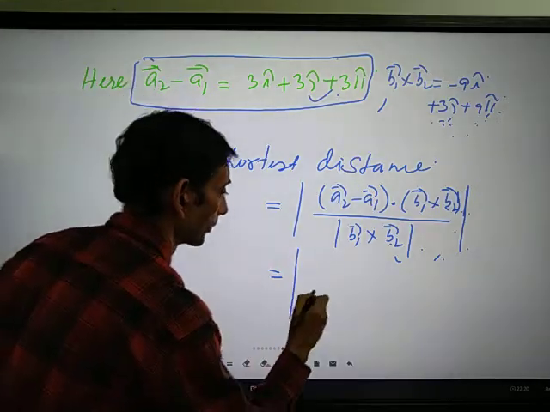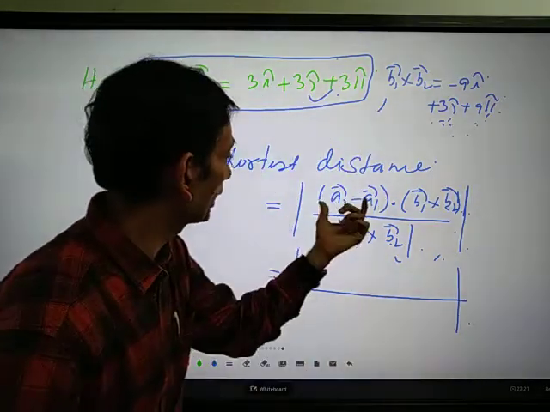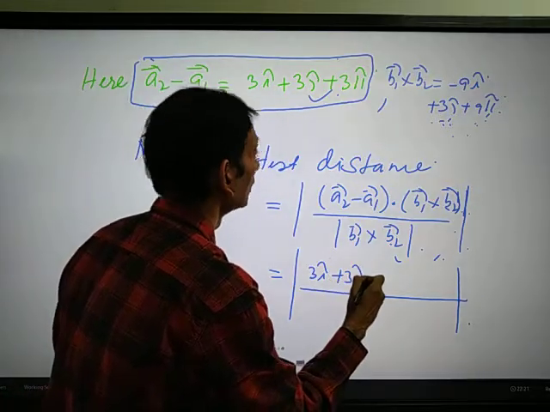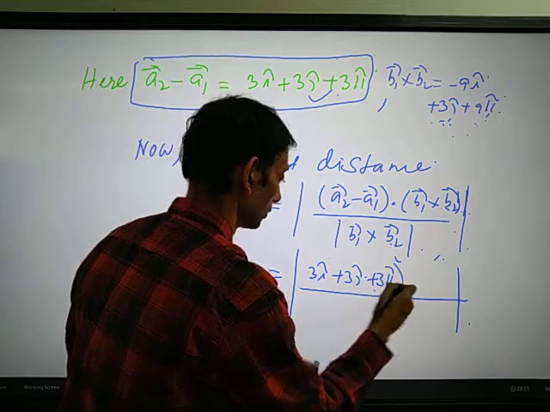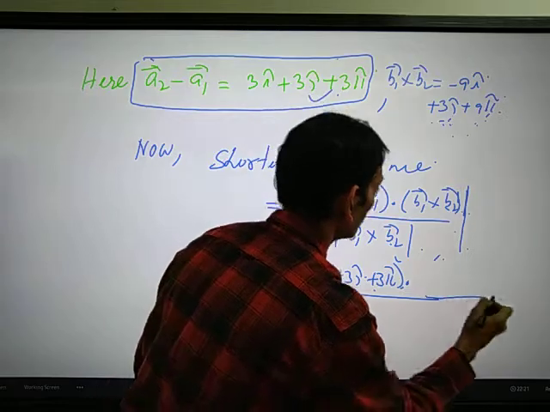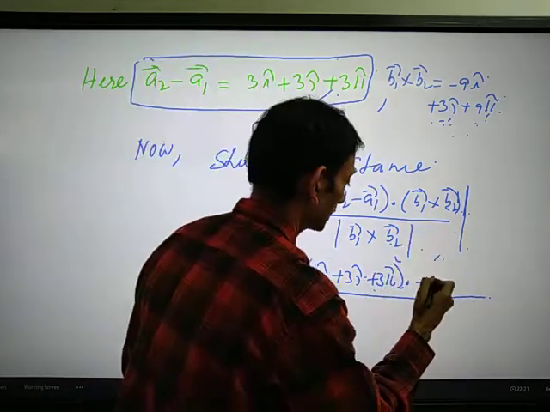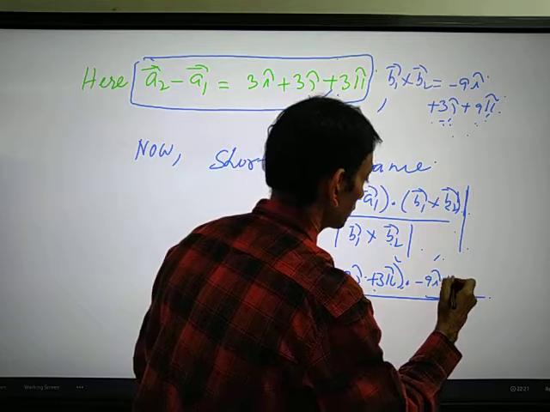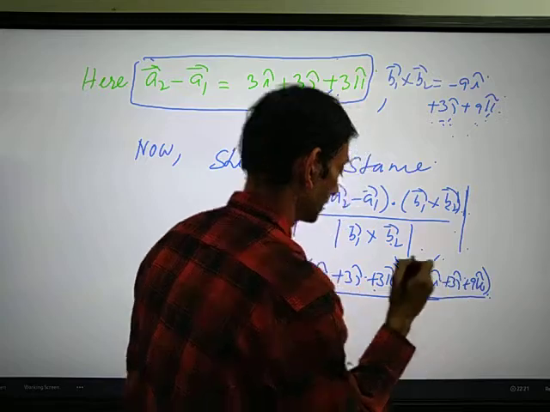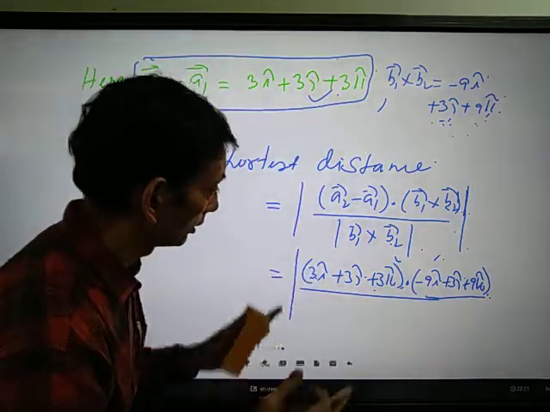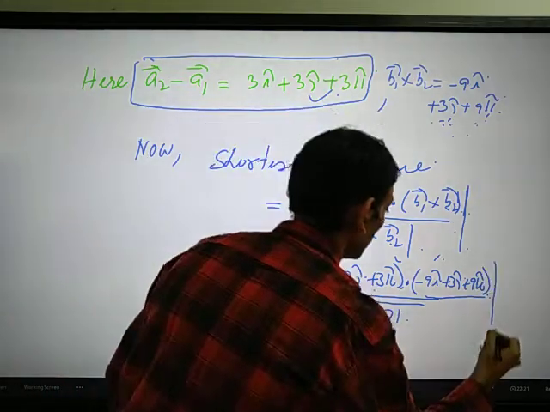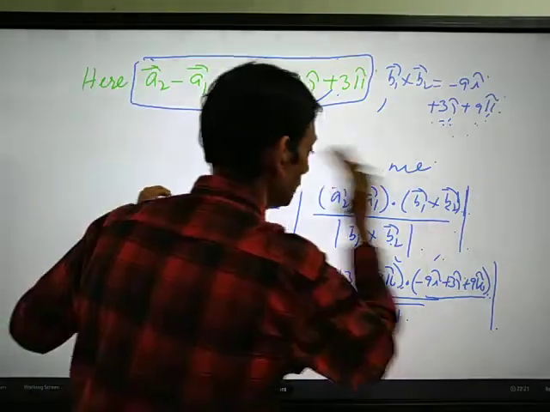So A2 minus A1 is 3 i cap, 3 j cap, 3 k cap, dot B1 cross B2. B1 cross B2 is minus 9 i cap plus 3 j cap plus 9 k cap, and the mode of B1 cross B2 is square root of 171. Done. So we'll just need to simplify now.